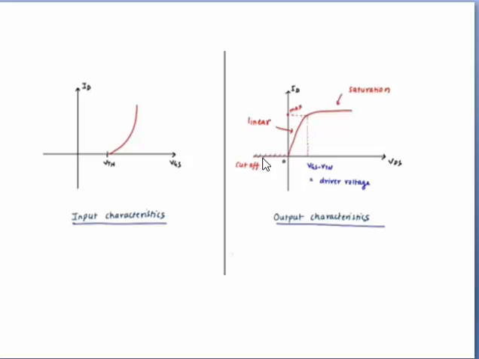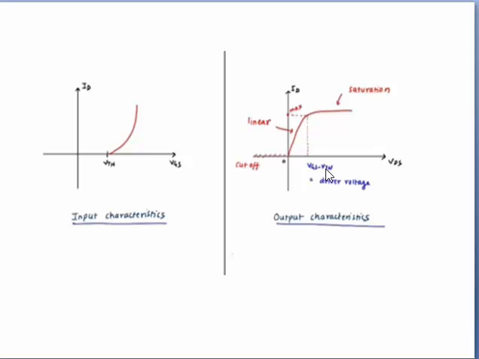This also happens when the input voltage VGS is less than threshold voltage as well. Then we have the linear region. In this region VDS is positive, and we can also say that VDS is less than VGS minus VTHN. Then this region is called the linear region. The voltage VGS minus VTHN is also called the driver voltage, which is represented as VOV.